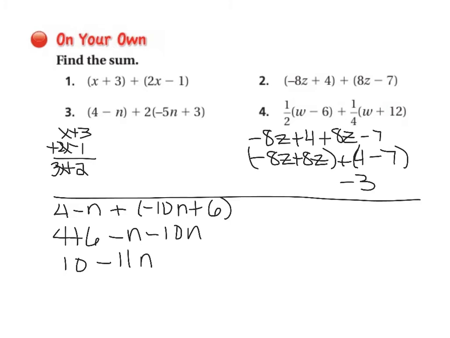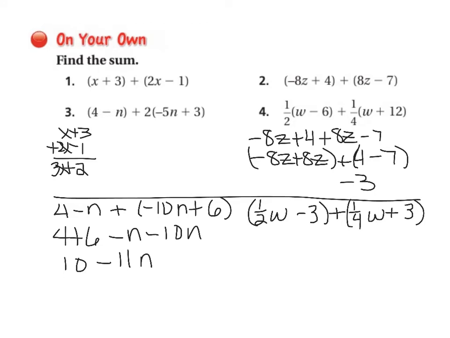Now number 4, we have to be careful because we have to resolve both of our sections with the distributive property. So we have to multiply 1/2 w, or 1/2 times everything in the parentheses, which gives us 1/2 w minus half of 6, which is 3. And then we're adding that to 1/4 times everything inside of those parentheses, and so that's 1/4 w plus 1/4 of 12, which is 3.